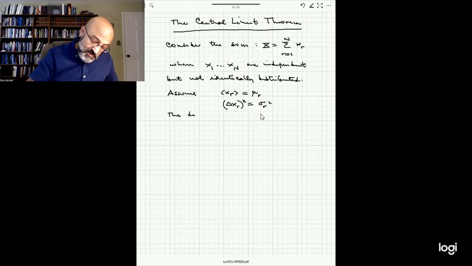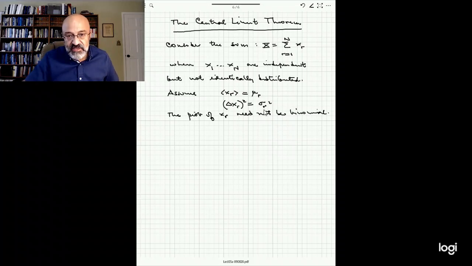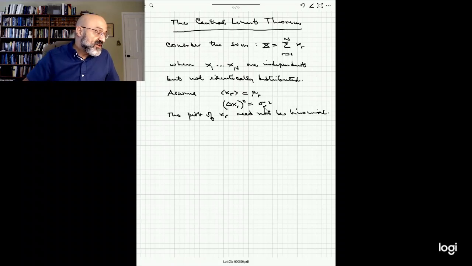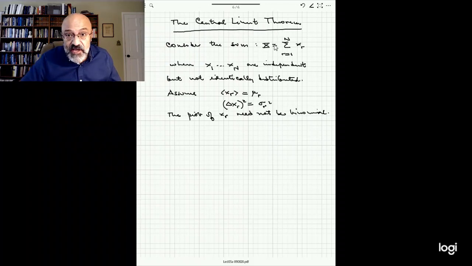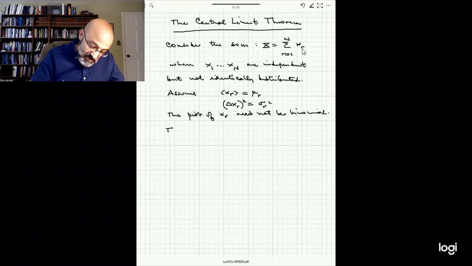The probability distributions of XR need not be binomial. It can be anything you want, provided there is a mean and there is a variance. So, very good. So how do we compute the probability of the sum, given that you have the probability of the various terms in the sum? For that, we use the following magic formula.